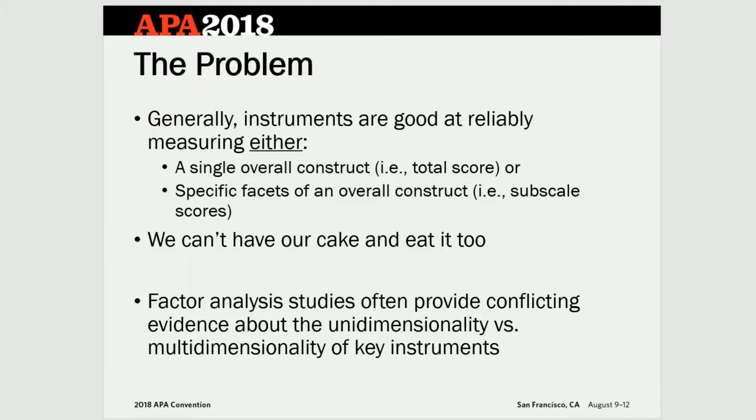So here's the problem. Generally, instruments are good at reliably measuring either a single overall construct, such as with a total score, or specific facets of an overall construct, such as with subscale scores. We can't have our cake and eat it too, according to some psychometricians. Factor analysis studies of popular instruments often provide conflicting evidence about the unidimensionality versus multidimensionality of those instruments.